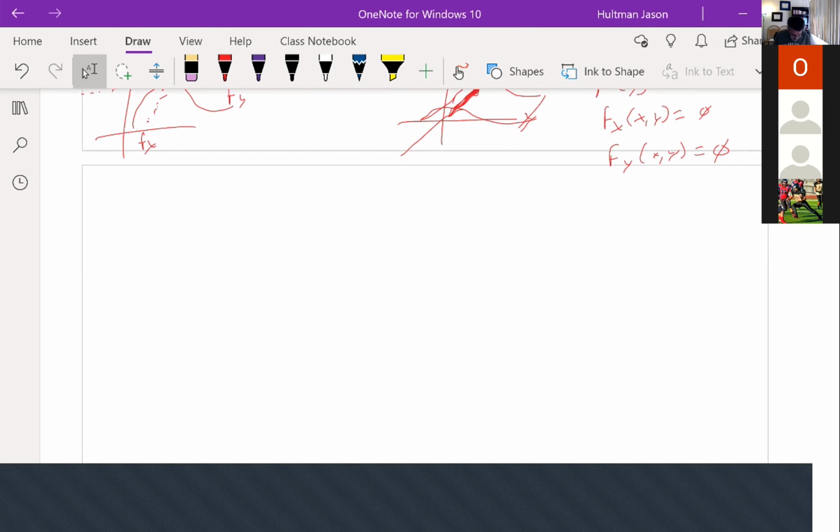Okay, let's do one. Oh, and if this is true, then the point (a, b) is called a critical point.